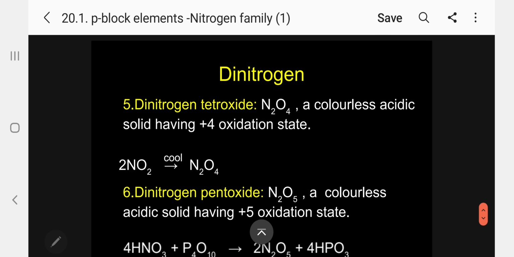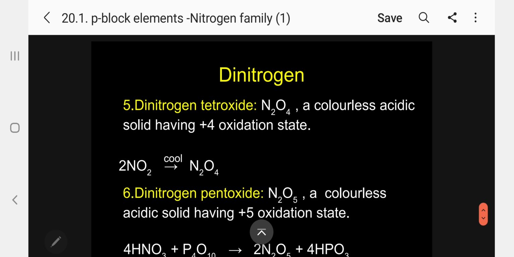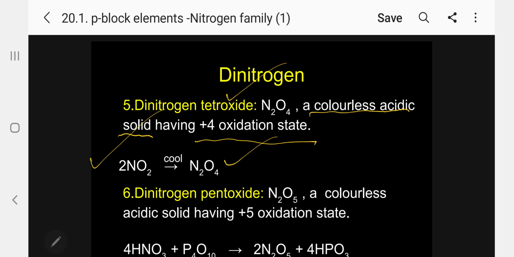The next one, dinitrogen tetroxide, a colorless acidic solid again. So N2O3 is a solid, here N2O4 is again a solid. A colorless acidic solid having oxidation state plus 4. We normally get it by simple cooling of NO2 gas. 2 moles of NO2 dimerizes to N2O4.